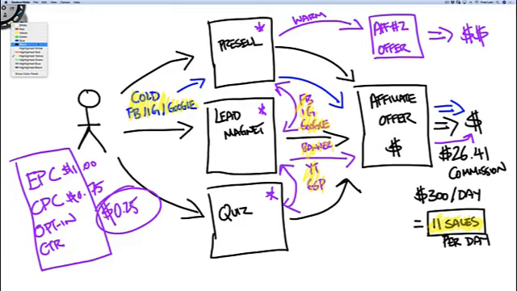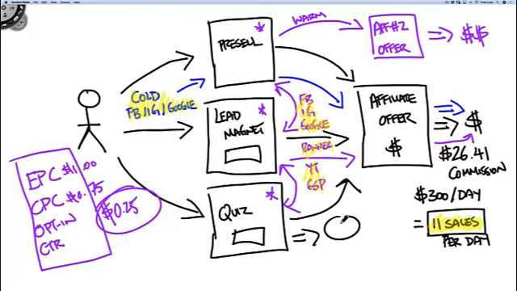Well, here's what happened, right? When someone opted into your lead magnet or someone opted into your quiz funnel, you will then obviously have an email database where you can continue to promote other affiliate offers to them.